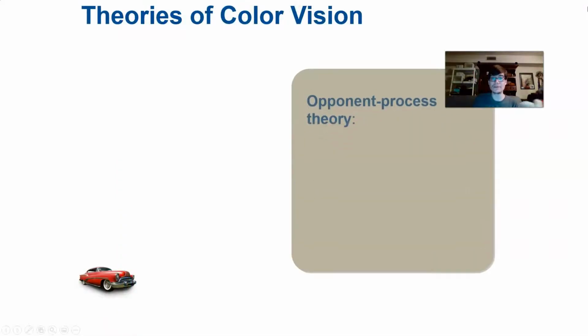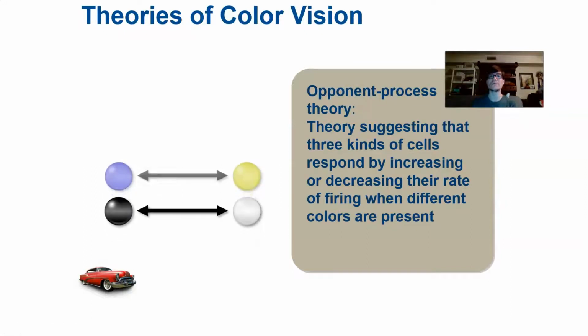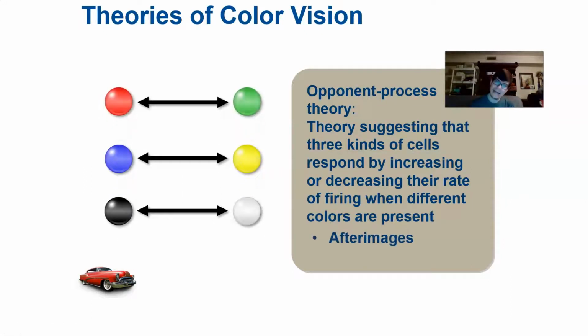Now, the other theory of color vision is known as the opponent process theory. That is similar, but a little different. Again, it has this idea that there's three types of cells responsible for three types of colors. When they fire off, you see one thing: red, blue, and black. When they're not firing, when they decrease, you see the opposite. So instead of red, you see green. Instead of blue, you see yellow. And instead of black, you see white.